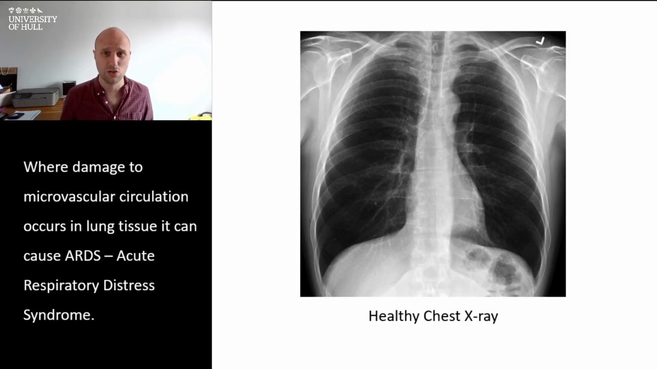The first of which is your lungs, and you can have this syndrome called acute respiratory distress syndrome, and this leads to hypoxia and your patient struggling to breathe essentially. So here we have a chest x-ray, a healthy chest x-ray, and the lung field is very dark. You can just about make out some patterning, which is very healthy. Everything's very clear to see.